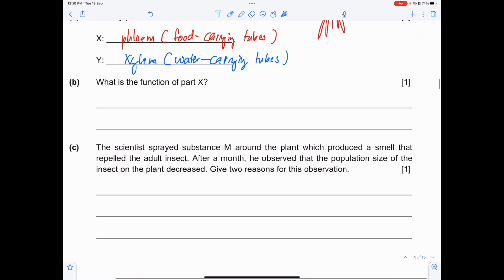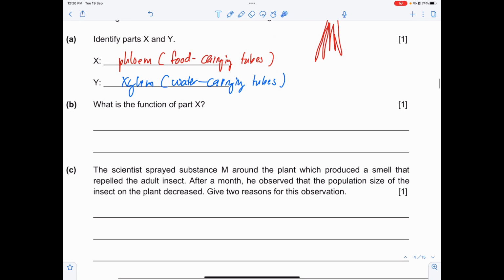Next, what is the function of part X? This is a function question. This is actually a definition question. You have to memorize it by heart. So we know that part X is transport function. So when it comes to anything that has a transport function, I've repeated many times, you have to tell me what is the substance that's being transferred and from where to where. Okay? So part X, X is the phloem.